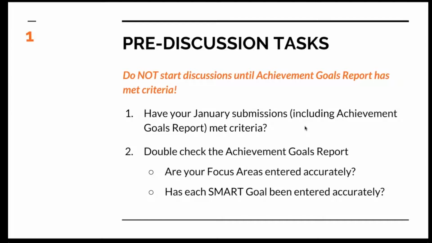And so have your January submissions there again, including your achievement goals report. Have they met criteria? If they have, that's great. And then double check on the achievement goals report. Are your focus areas entered accurately, and has each SMART goal been entered accurately? And of course, you know that process. And so once those SMART goals look really good and really smart, then we move on.